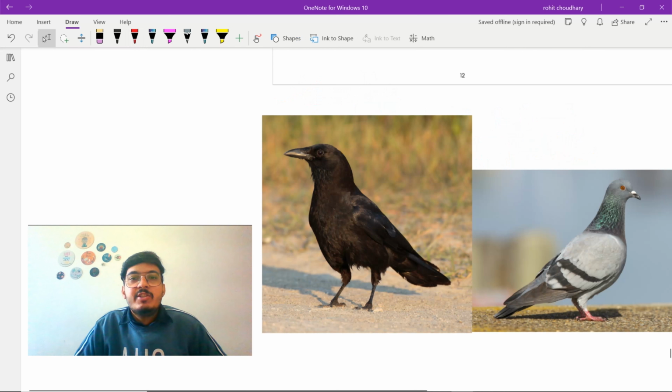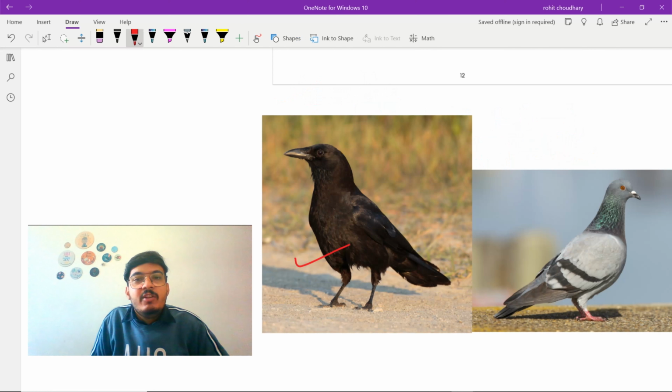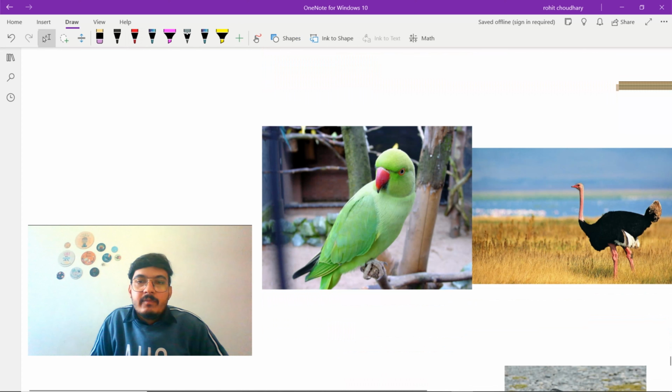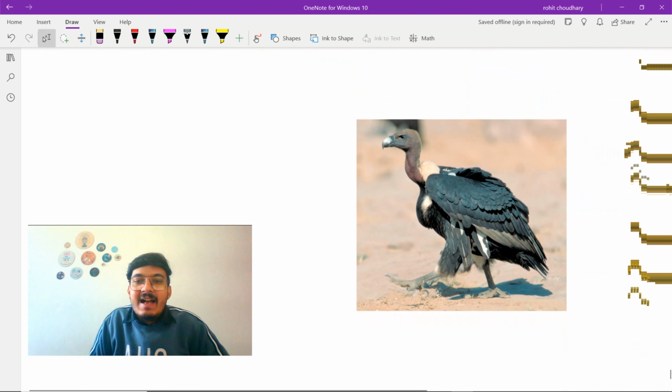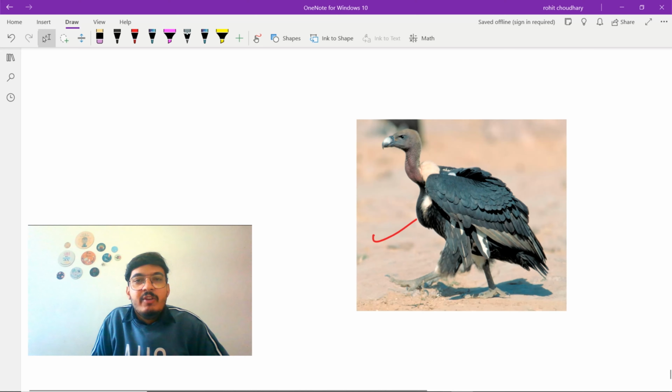Let's have a look at the pictures of the examples that we have just studied. The first one is Corvus, commonly known as crow. The second one is Columba, commonly known as pigeon. The next one is Psittacula, commonly known as parrot. The next one is Struthio, commonly known as ostrich. The next one is Pavo, commonly known as peacock. The next one is Aptenodytes, commonly known as penguin. And this last one is Neophron, commonly known as vulture.